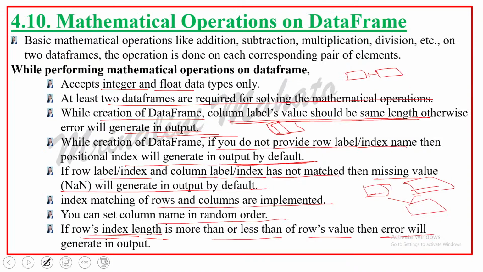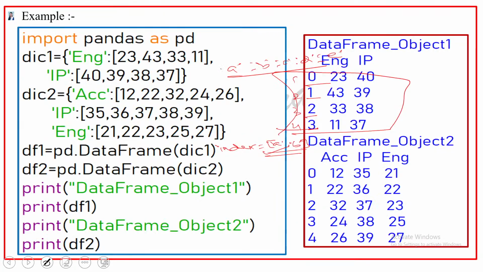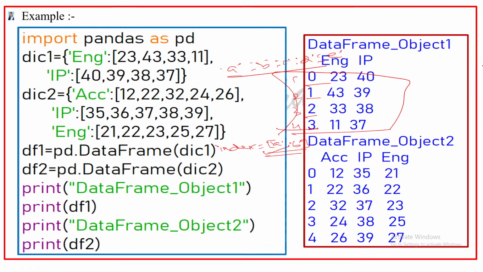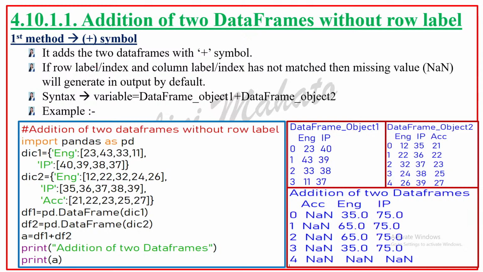I explained it line by line through the example. Next, addition of 2 data frames without row label. Without row label, we have seen that this is the positional index. So this is called without row label. Okay, so first method, we will see many methods in the addition. So first method, addition of 2 data frames without row label. How can you do it?